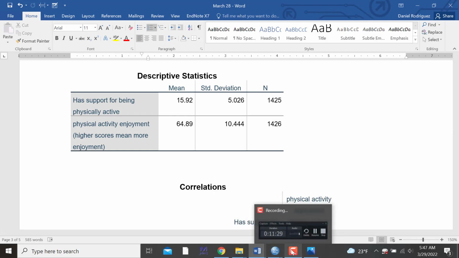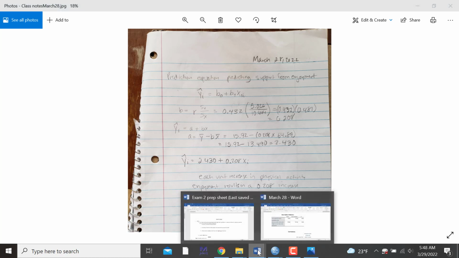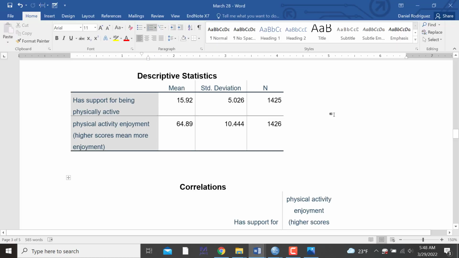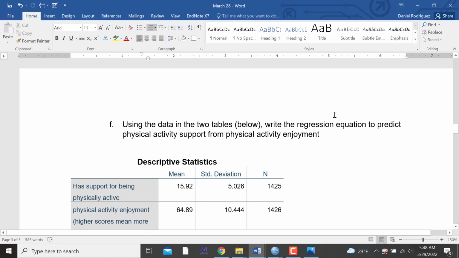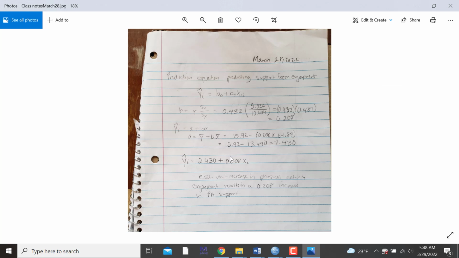All right, so where are we? Here we are. So it's the ratio of the y variable to the x variable. Let me just make sure I have everything right here. So it says regression predict physical. Yes, we're predicting physical activity support. So the idea is that if people enjoy physical activity, they'll get more support from their parents and friends to be physically active. Okay, so let's go back here.